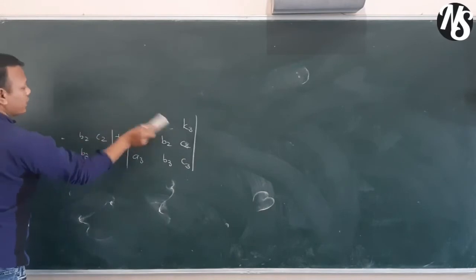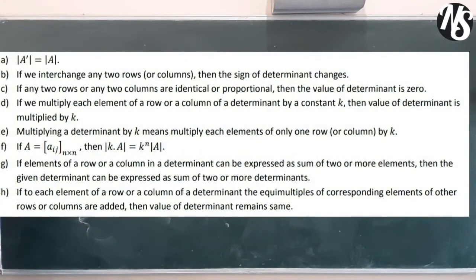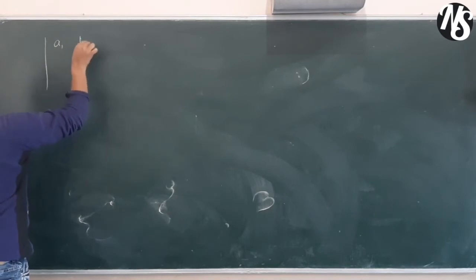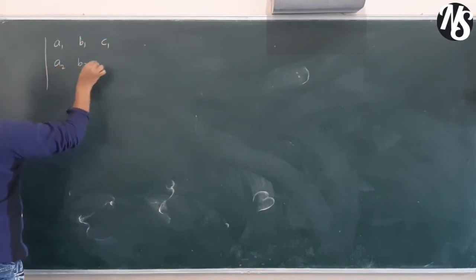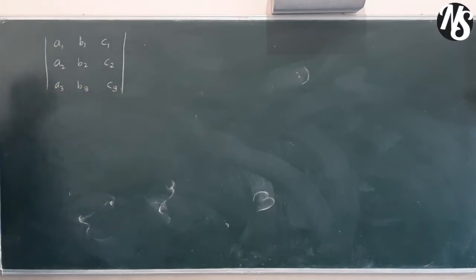Next we have the last property, which is if to each element of a row or a column of a determinant, the equimultiples of the corresponding elements of other rows or columns are added, then the value of the determinant remains the same. I know you did not understand this, so let me explain using an example. Let's say there is a determinant a1, b1, c1, a2, b2, c2, a3, b3, c3.